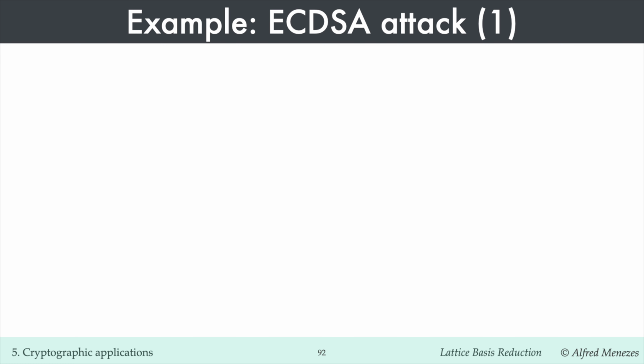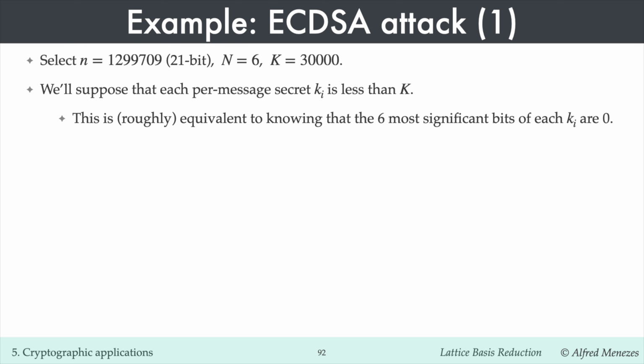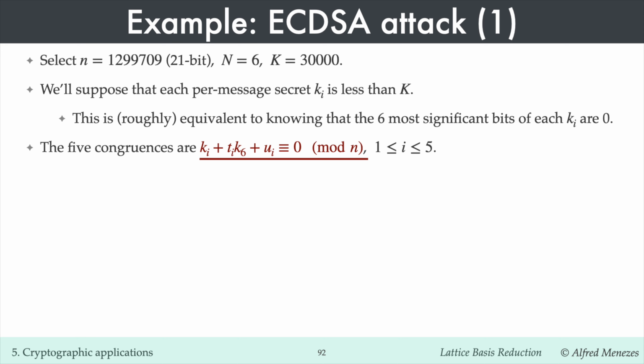Here is a toy example of the ECDSA attack. Take the ECDSA parameter n to be this 21-bit prime number. Let the number of signed messages be n equals 6, and fix the bound k equals 30,000. We'll suppose that each per message secret ki is less than k. This is roughly equivalent to knowing that the 6 most significant bits of each ki are 0. The 5 congruences that the adversary can derive from the 6 signed messages are ki plus ti times k6 plus ui congruent to 0 modulo n for i between 1 and 5.